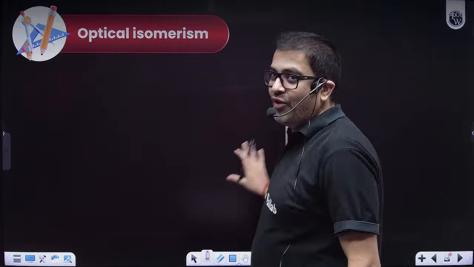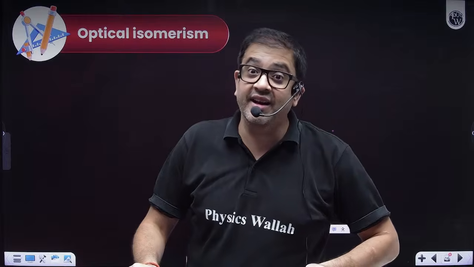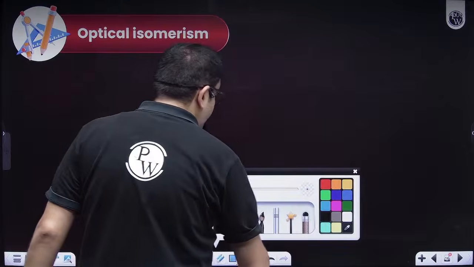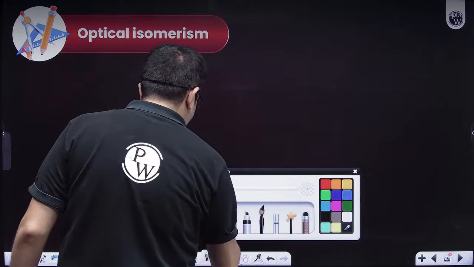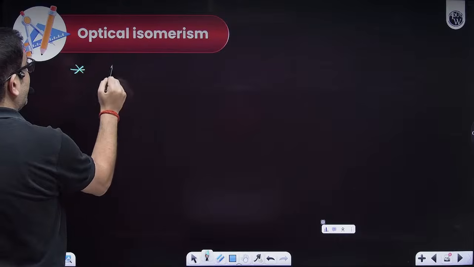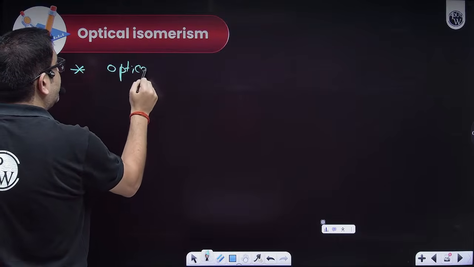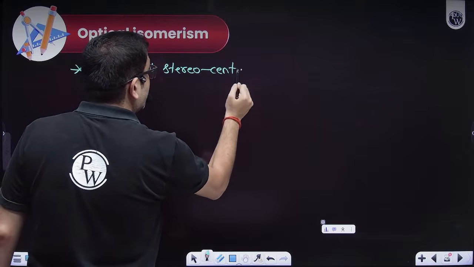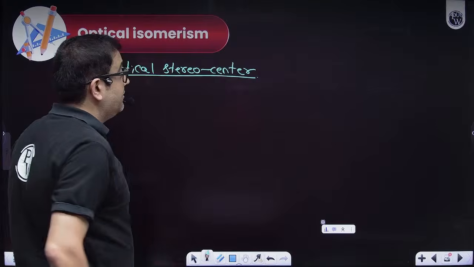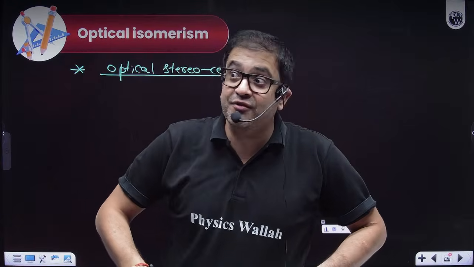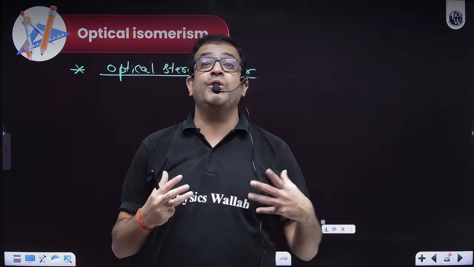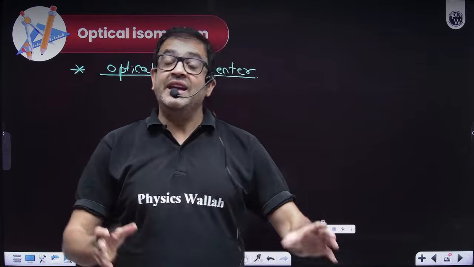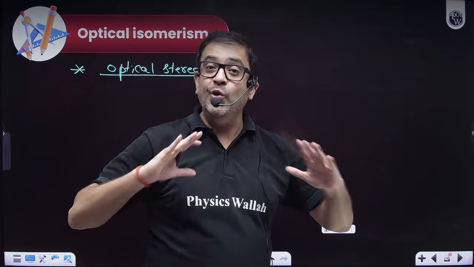What are we starting, sir? You have already told us the basics. The only thing we will now know is that if a compound is optically active, then it will definitely have an optical stereo center. There are many optical stereo centers which can make a compound capable of rotating light in different directions. But that optical stereo center is an asymmetric center, having no element of symmetry.